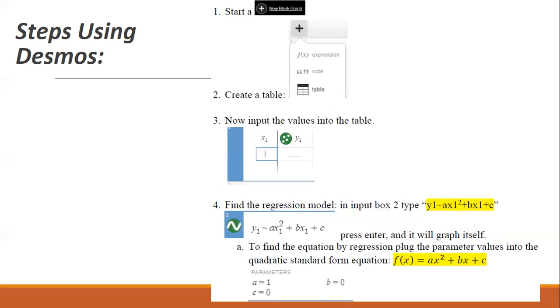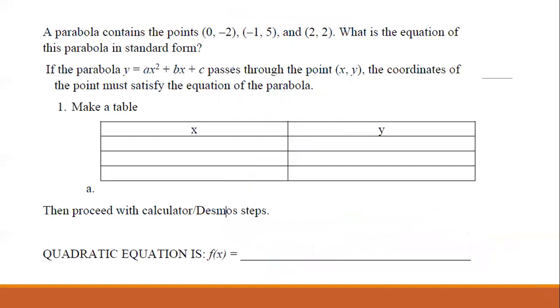So we have the problem here. A parabola contains the points 0, -2, -1, 5, and 2, 2. What is the equation of the parabola in standard form? Okay. So step 1 is we're going to make a table. So we're going to make our table. So we have 0, -2, we have -1 and 5, and we have 2 and 2.